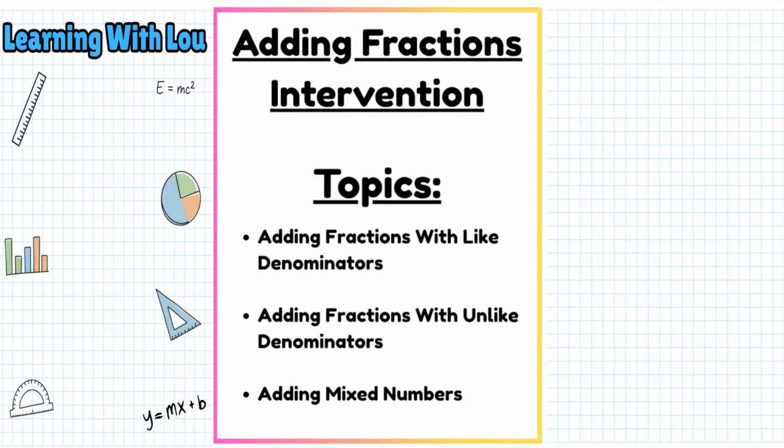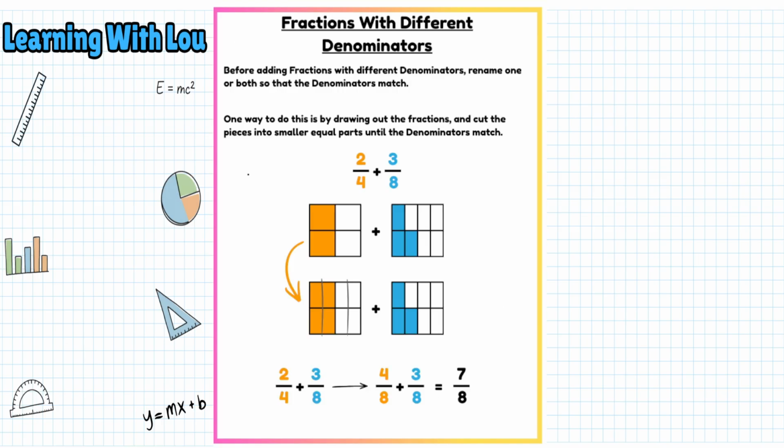Hey, welcome back to Learning with Lou, and today we're going to talk about adding fractions with unlike denominators. So when fractions have unlike denominators, that just means that the denominators are two different numbers. As you can see here, we have 2/4 plus 3/8.